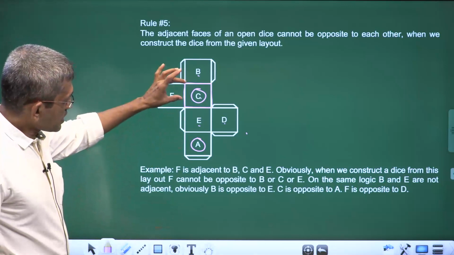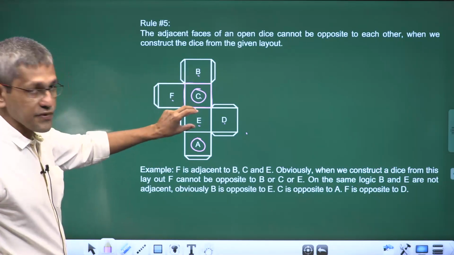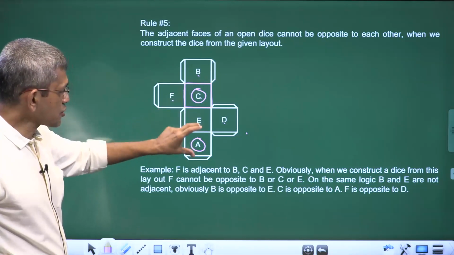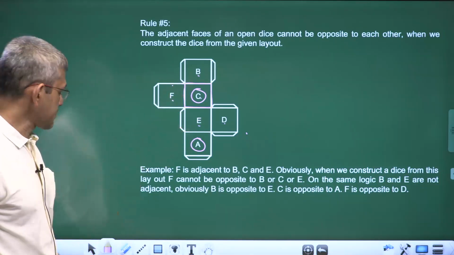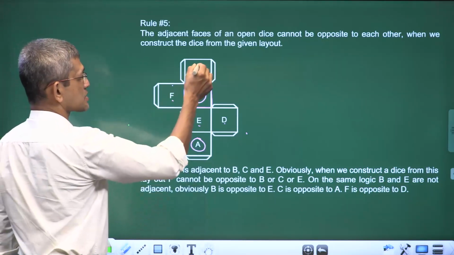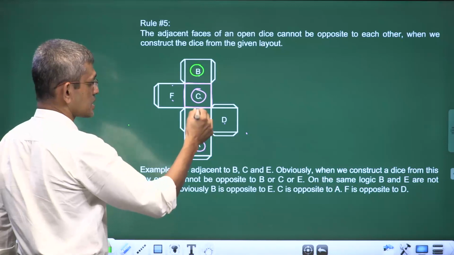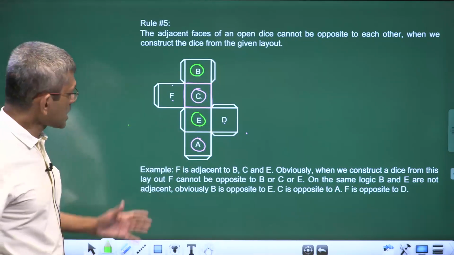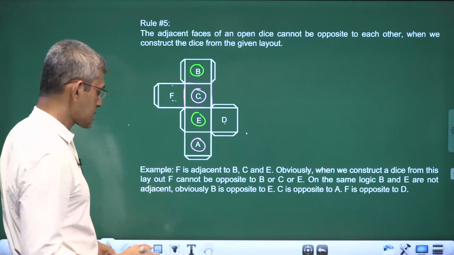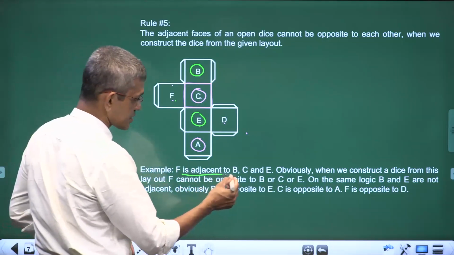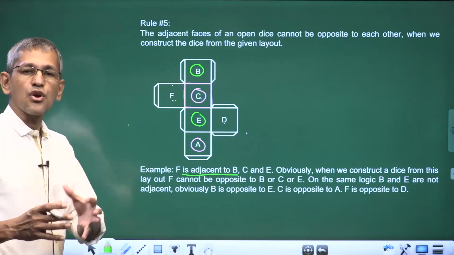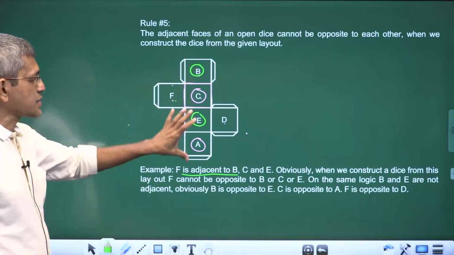So the peculiarity here is C, then we have another face in between, and the third face. Those third faces must be opposite to each other. And how about the other set of third faces? This is what it is, B. And B must be opposite to E. B and E must be opposite. In that case, F and D must be opposite. So that is what our rule says. F is adjacent to B. So ultimately, the rule says that adjacent faces cannot be opposite in this kind of situation, open dice.